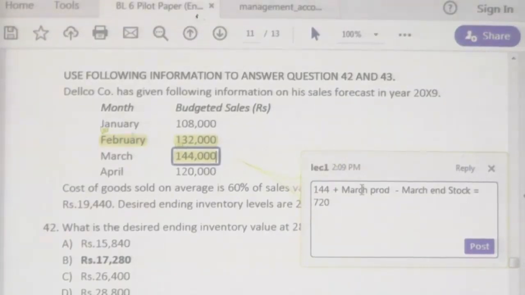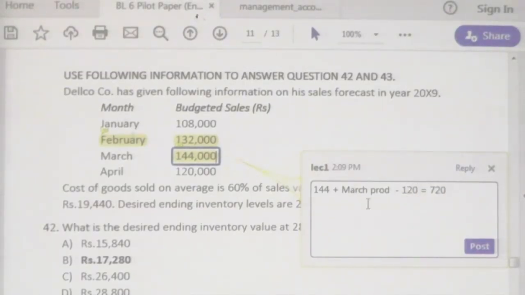Clear? Now using the same technique we can calculate March end stock. March end stock will be April sales into 20%. Now how much are the April sales? 120,000, right? 120,000 divided by 200, then total quantity 600. Out of 600, 20% will be the March end stock. March end stock will be 120.